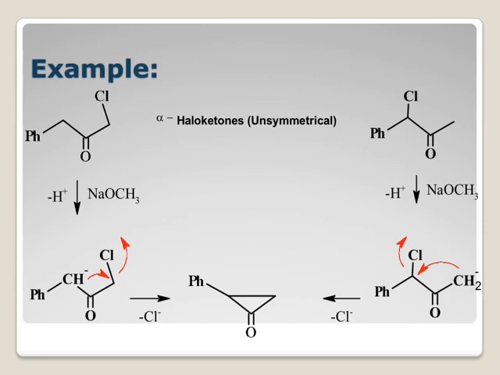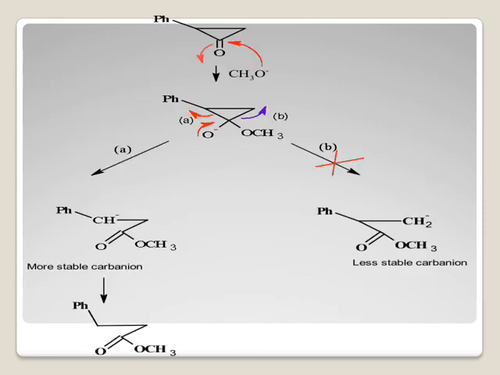Once we get this intermediate, then methoxide ion will attack on carbonyl carbon, oxygen will acquire negative charge, generating another intermediate. Now we have got this intermediate. Next step is ring opening reaction. Now here the ring opening occurs in such a manner so as to generate more stable carbanion.